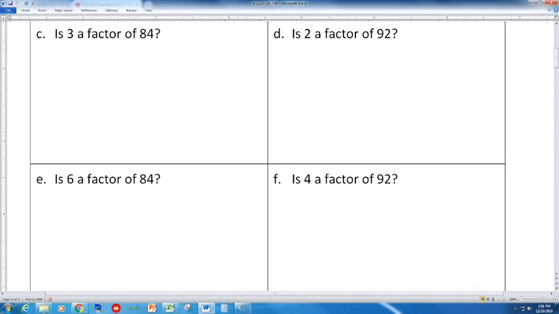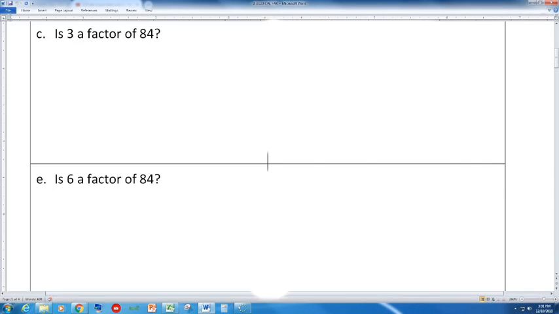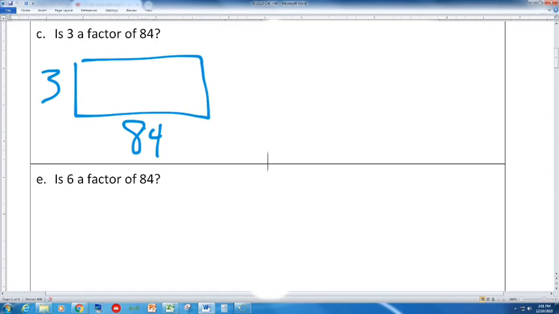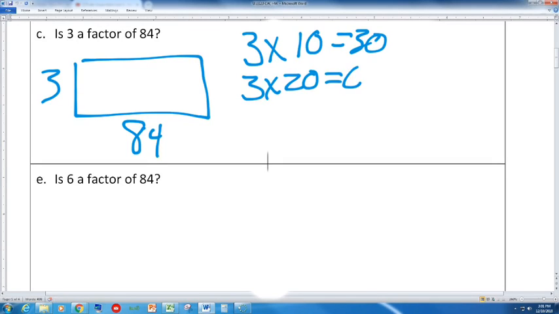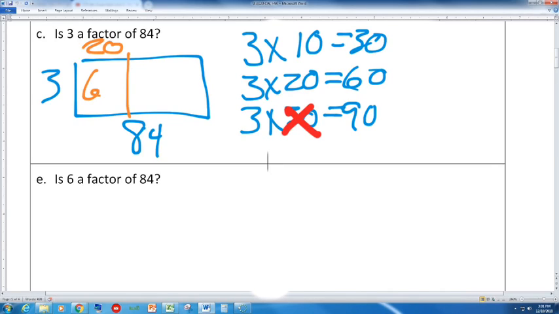We'll do C and E. I'm going to erase D and F to give us a little more room to work. Okay, so is 3 a factor of 84? Draw our area model, 3 into 84. So we're going to do 3 times 10, which is 30. 3 times 20, 60. 3 times 30, 90. So we can see that that's too much, so we're going to go back to our 20. Okay, so 20, that's 60.